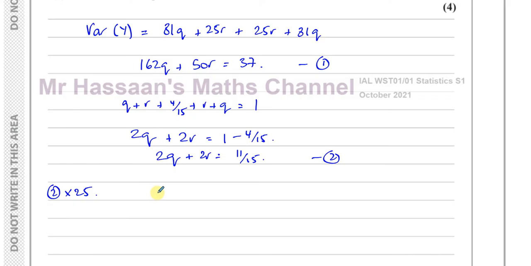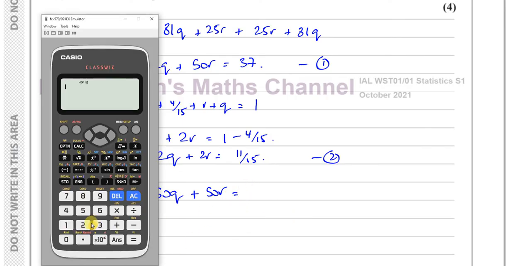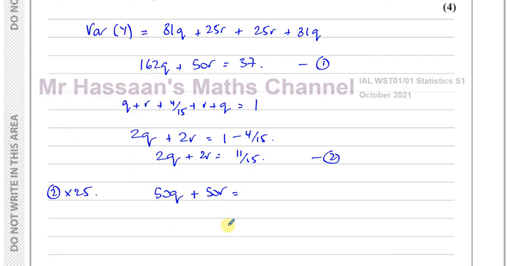So I'm going to have 50q plus 50r equals 25 times 11 over 15. It's going to be a fraction, but it's not a problem. We can deal with fractions. That gives you 55 over 3. Okay, and if I write next to that the equation that I'm going to use it with, this has got 50r in it as well.